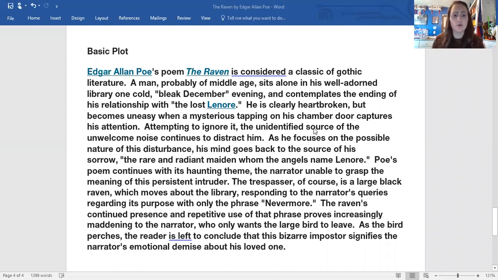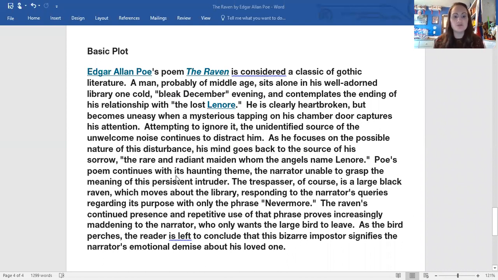He's clearly heartbroken, but becomes uneasy when a mysterious tapping on his chamber door captures his attention. Attempting to ignore it, the unidentified source of the unwelcome noise continues to distract him. As he focuses on the possible nature of the disturbance, his mind goes back to the source of his sorrow, quote, the rare and radiant maiden whom the angels name Lenore. So that loved one, the woman that he loved who passed away.